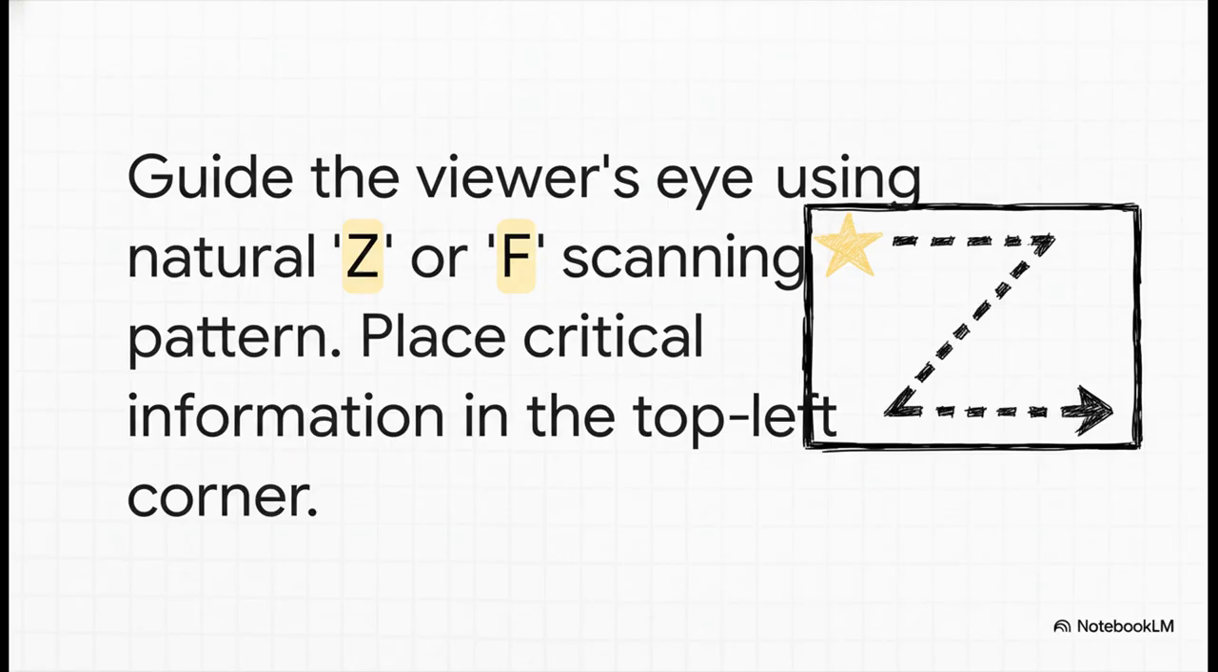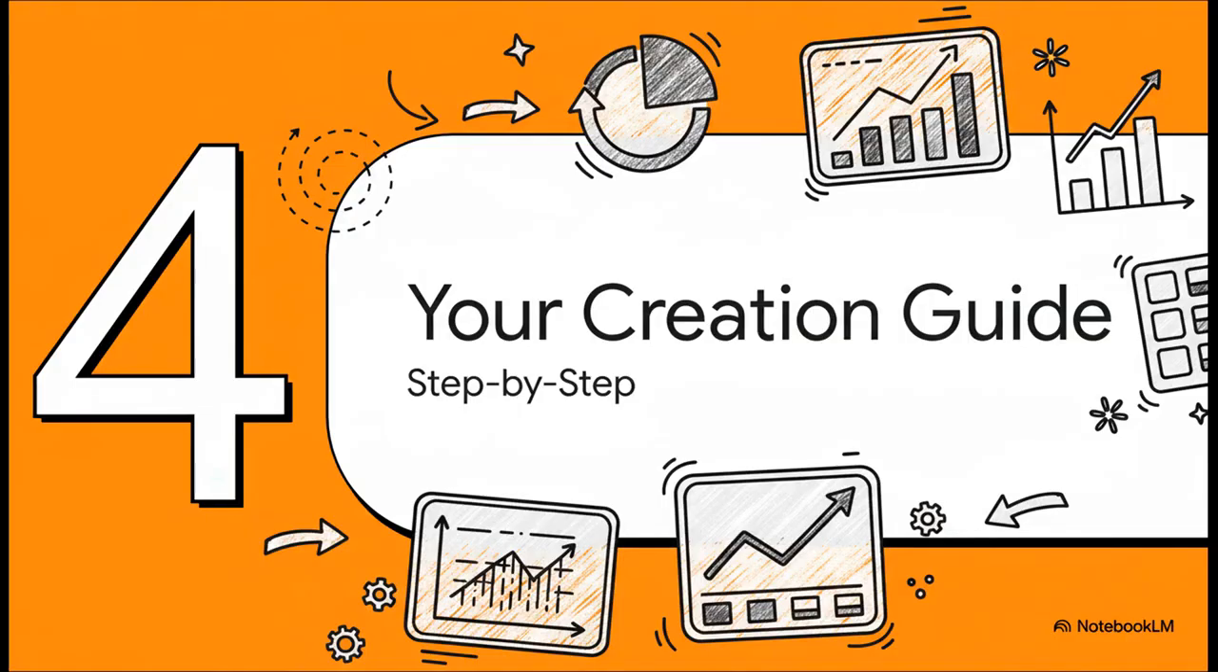Here's where we can get a little clever and use some basic psychology. People naturally scan screens in either a Z pattern or an F pattern. So what does that mean for you? It means you put your most critical, can't-miss information in the top left corner, right where the eye starts, and then you guide them through the rest of the dashboard logically. Okay, so with those design rules in your back pocket, you are ready to start building. Let's walk through the step-by-step guide to creating your own dashboard.